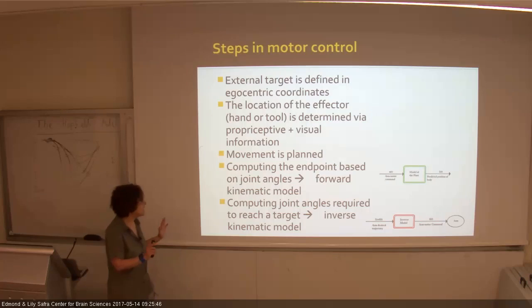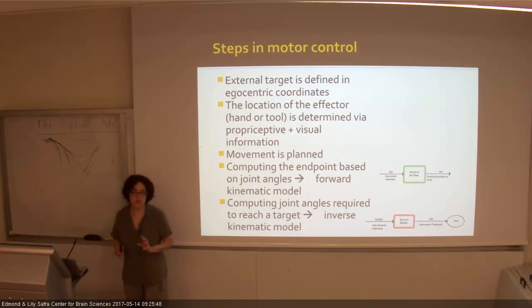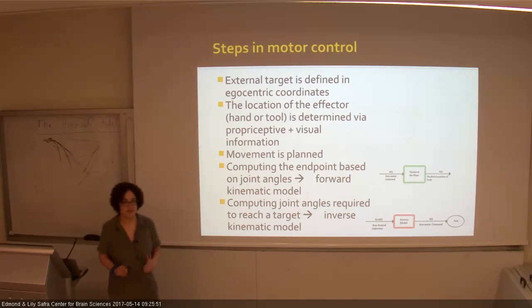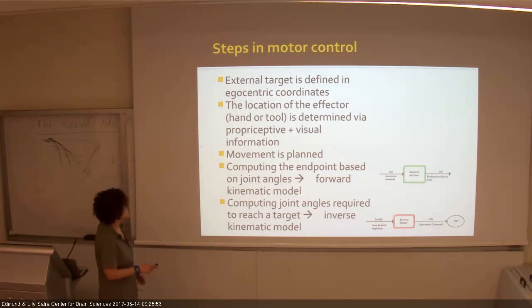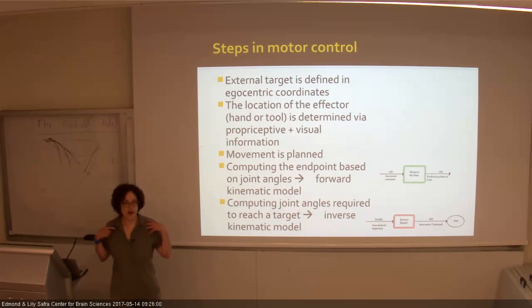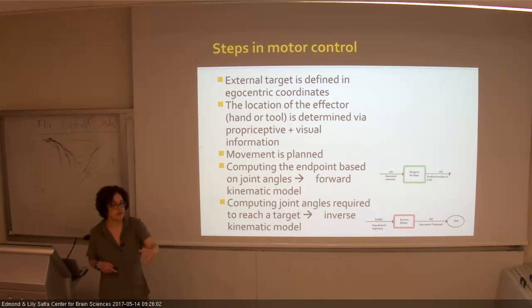Now, we can define 2 processes that help us to plan the movement. First, we can compute the endpoint based on the joint angles. So, if I know all the angles of my joints, the brain can tell me where my hand is. Based on the joints, we can know where my endpoint is, because everything is connected, and there is one solution for this problem, right?